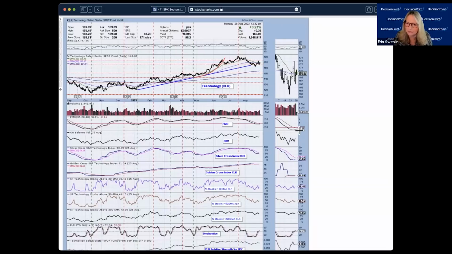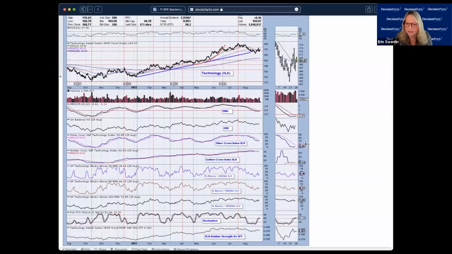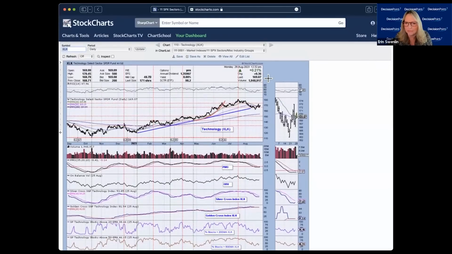The PMO is not really responding to this move upward, likely because we had that huge decline on Thursday that really took things out. The Silver Cross Index has turned up, and we are seeing some action as far as participation under the surface. But overall, nothing overly exciting. And notice the stochastics, which had been rising, have topped now. So that tells me we're getting a bit of a rally here, but I don't know that we want to trust this to go on for too much longer.